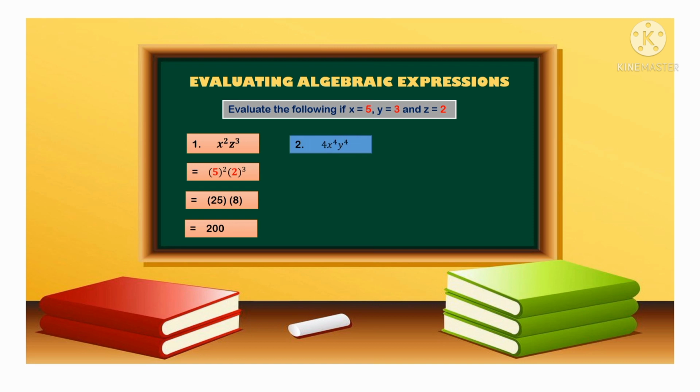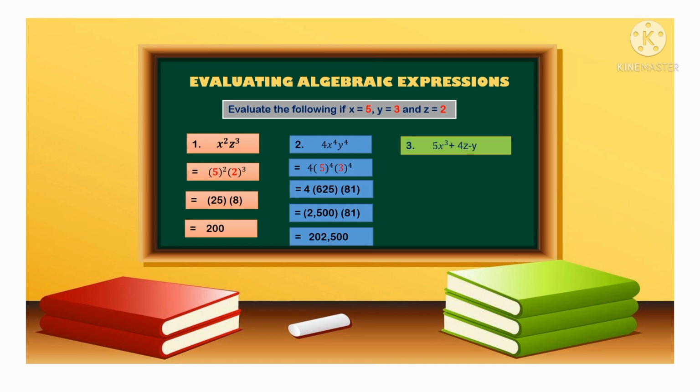So number 2, 4x to the 4th, y to the 4th. The same procedure, substitute the value of our variables. So 4 times the value of our variable x, which is 5, and the value of our y is 3. So 5 to the 4th becomes 625, 3 to the 4th is 81. Simplify it by multiplying: 4 times 625 times 81 gives us an answer of positive 202,500.